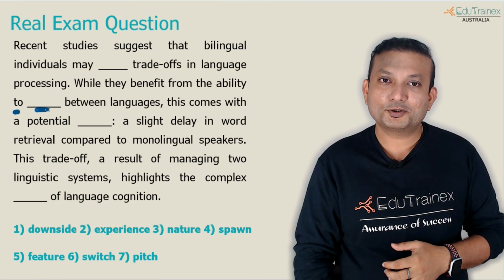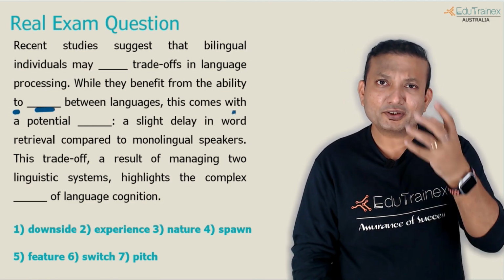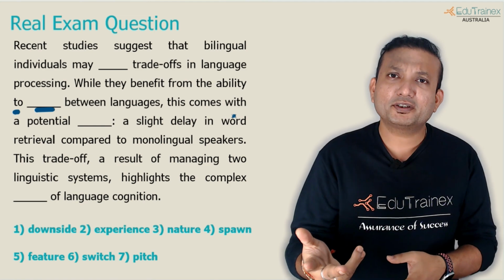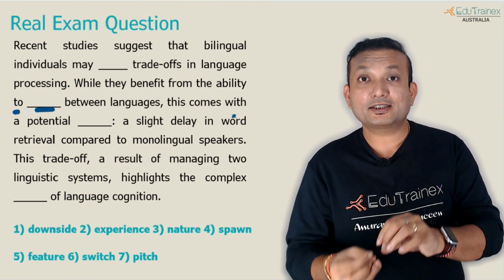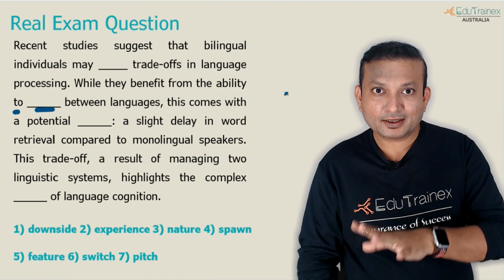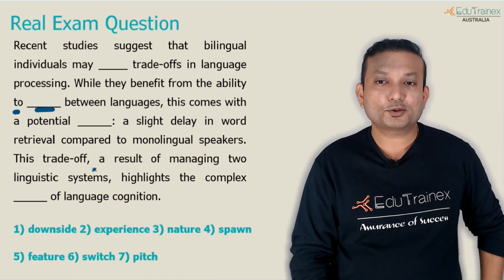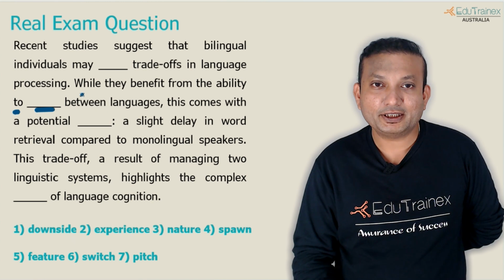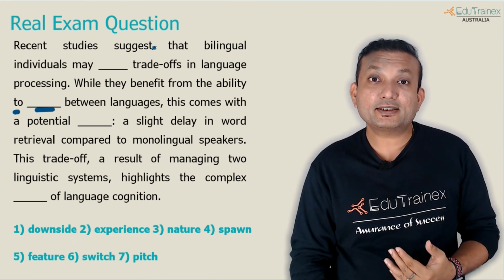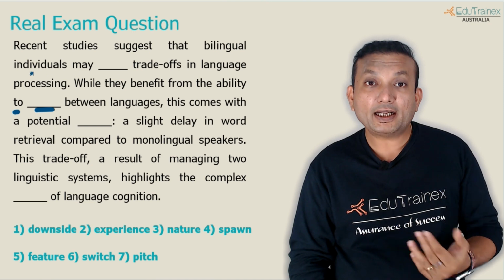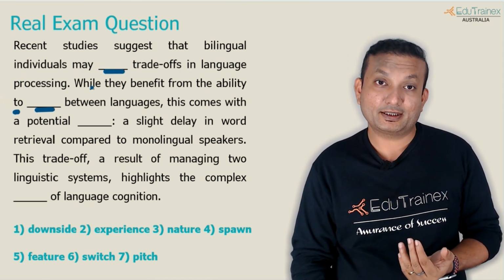Can you see this? To dash. After to, verb 1. Most of the time, 99% of the time. The only other 1% of the time, after to will be a noun, like send this to someone. Other than that, we need an action word, verb 1. So how many verb 1s do you see here? You can select it, but let's go through the sequence. Recent studies suggest that bilingual individuals may dash trade-offs in language processing.